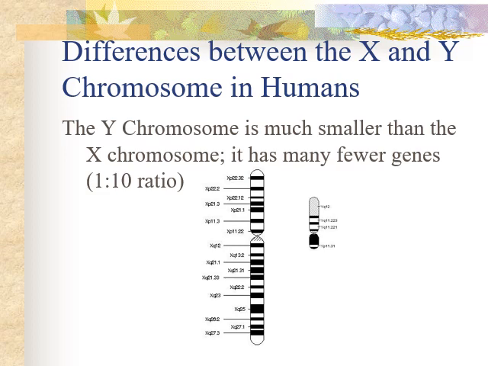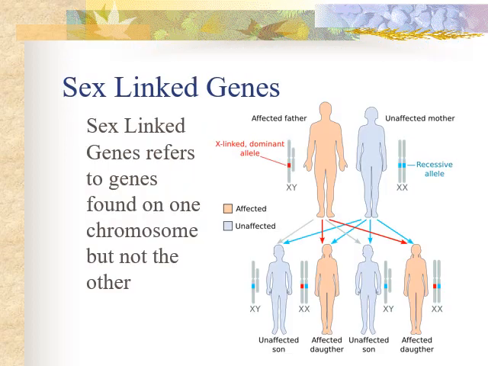In humans, when we look at the X and Y chromosome, the Y chromosome is much smaller. It has about 10 times fewer genes on it than the X chromosome. That means that if there's going to be an issue, it's going to likely be an issue with an allele on the X chromosome because the Y chromosome doesn't have any allele to compensate for it. So sex-linked genes refers to genes that are found on one chromosome but not the other. There are some genes on that Y chromosome that are present on the Y but not on the X. There are a lot of genes on the X that are present on the X but not the Y. Usually when we talk about sex-linked genes, we're talking about X-linked genes.